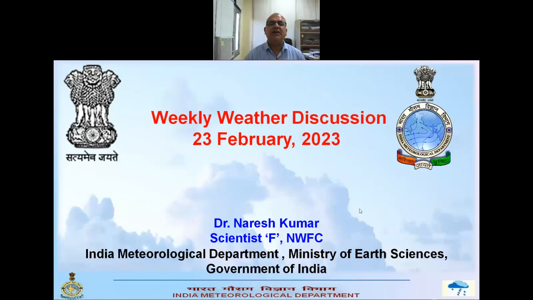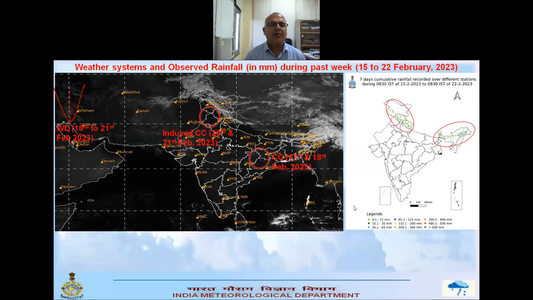I will discuss the weekly weather review based upon today's synoptic conditions. If you talk about the past week, there was one western disturbance which influenced the Western Himalaya region during 18 to 21st February, and it caused, as you can see in the second picture, isolated to scattered rainfall and snowfall over the Western Himalaya regions. Another upper air cyclonic circulation was also there in association with the WD during 20th and 21st February, and as such, it has not caused any weather over northwest India.